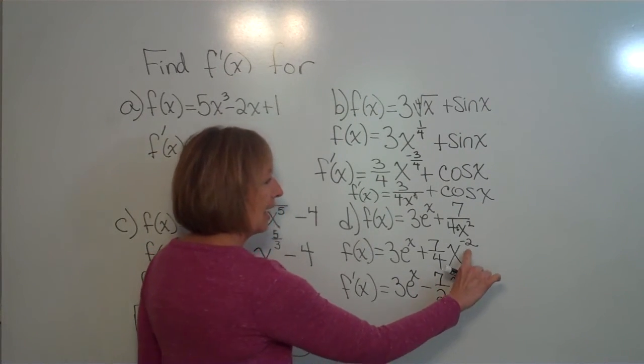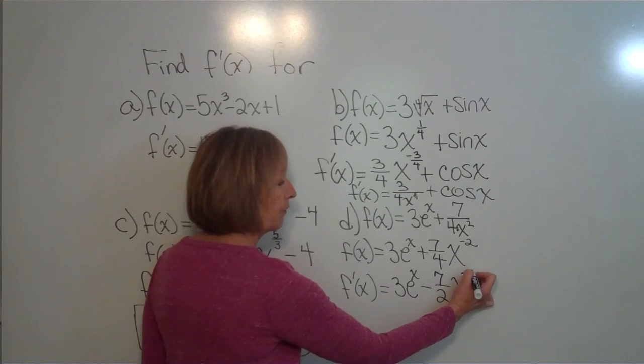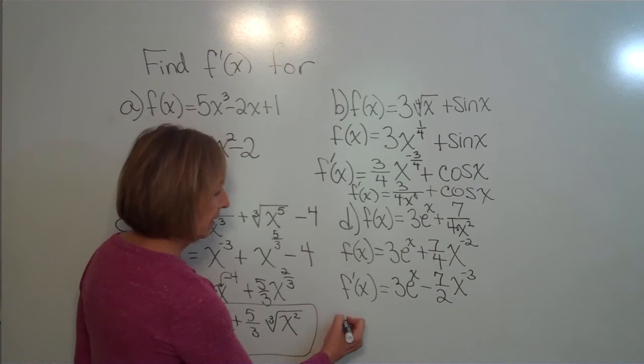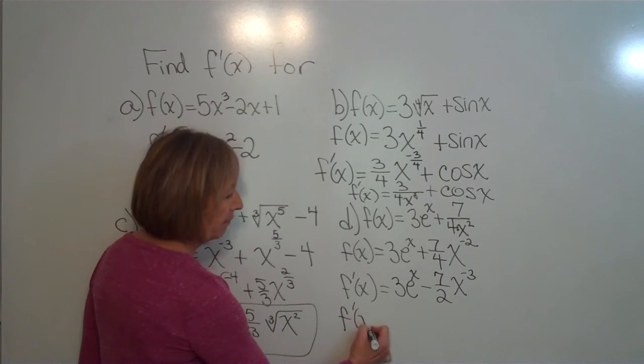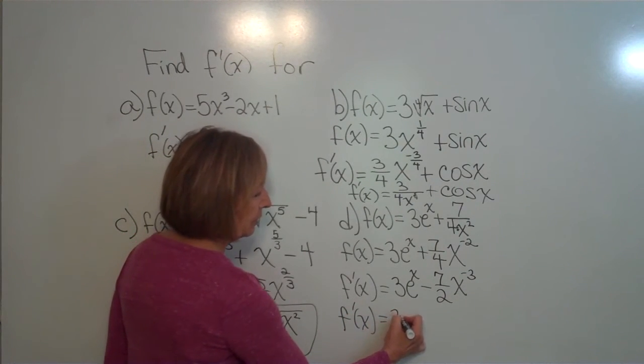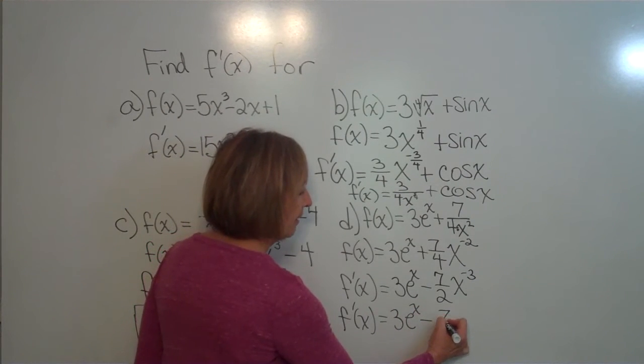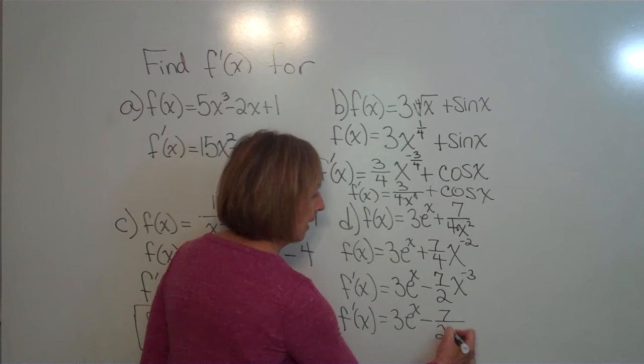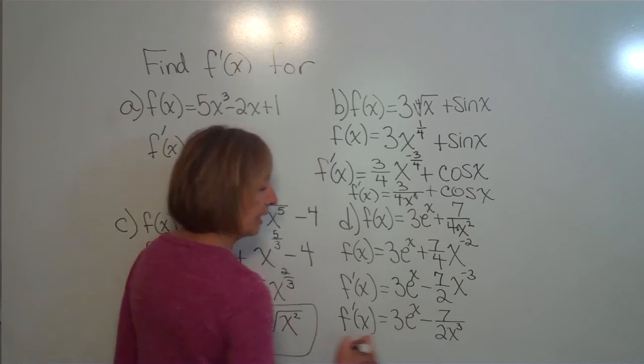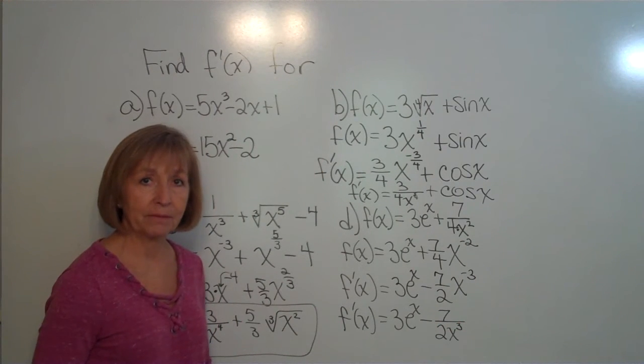X to the, and then that becomes negative 2 subtract 1 is negative 3. So my derivative here, f prime of x, is equal to 3e to the x minus 7 over 2x cubed when I write it without my negative exponents.